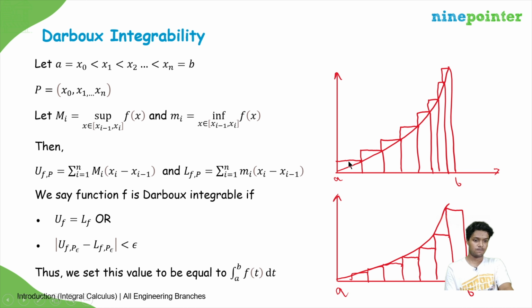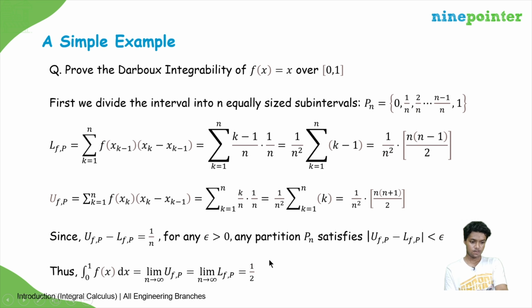As you can see in this graph here, the above graph is for the upper sum because the endpoint value is the higher one, and here the endpoint value is the lower one, so this graph represents the lower sum. So a function f is said to be Darboux integrable if the upper sum is equal to the lower sum, or in terms of epsilon we can define it as this: if the modulus of upper sum minus lower sum is less than epsilon, then the function is Darboux integrable. So we define this value to be the integral of f(x).